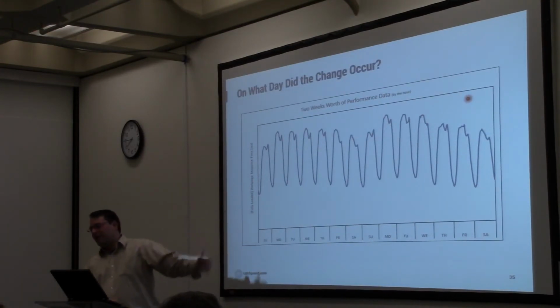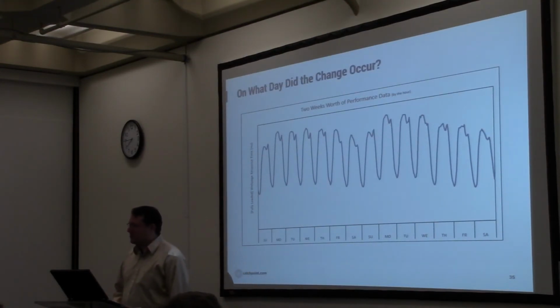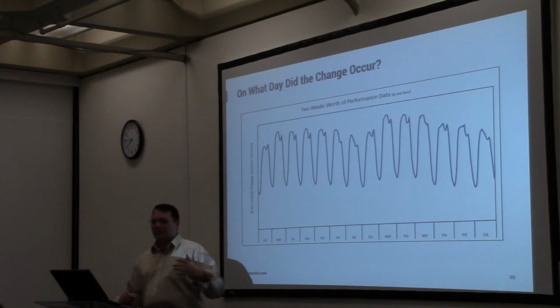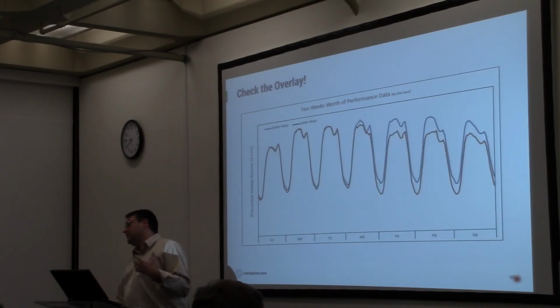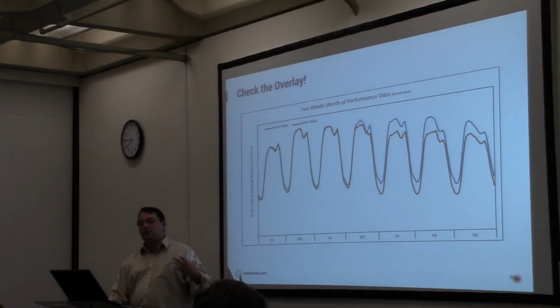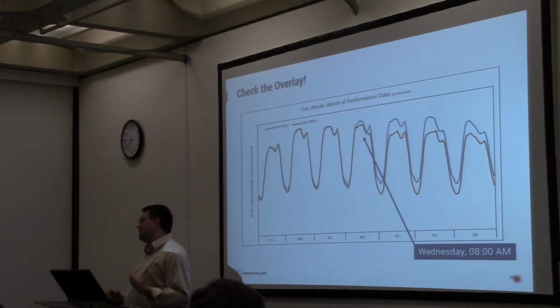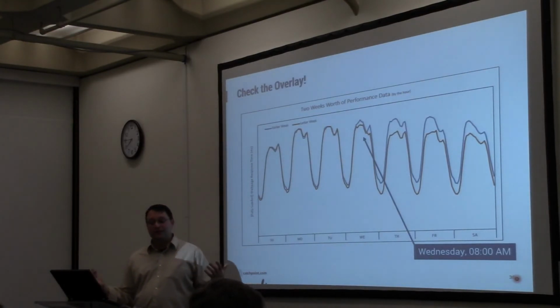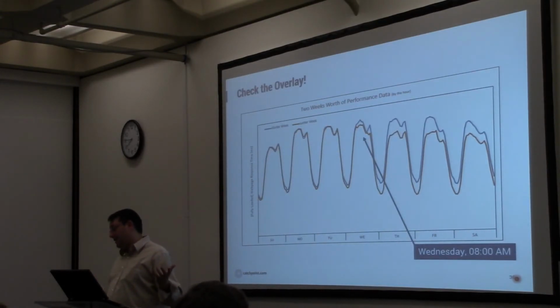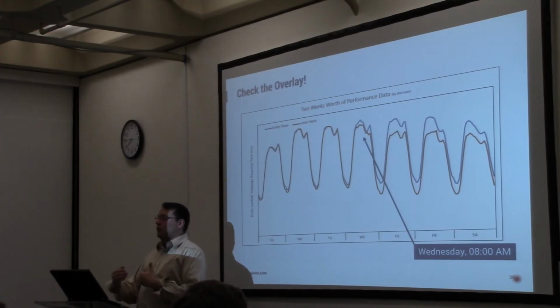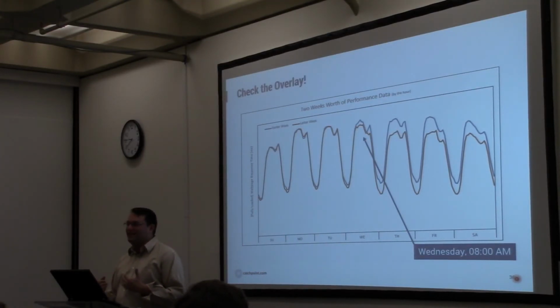On what day did the change occur? Just a couple more lighthearted charts to close this out. What we're going to do is take the left half of this chart and chart it over the right half of this chart, resulting in something that looks like this. So check the overlay, to which we say the change occurred Wednesday at 8 a.m. So the overlay, very powerful visual. I love it to death, I use it all the time. The reason for the overlay is when you want to check those changes that are not that easy to spot. That's why you might use an overlay.